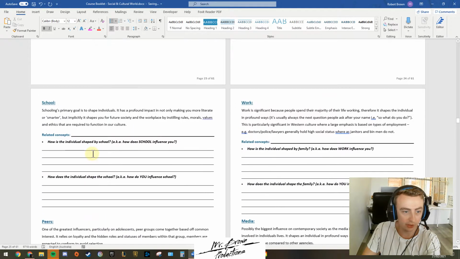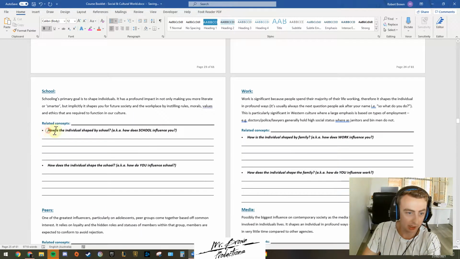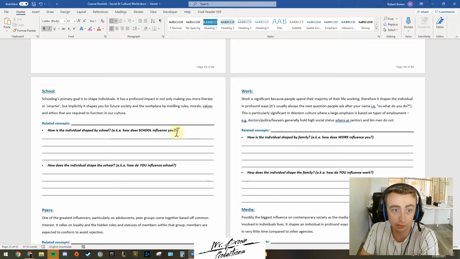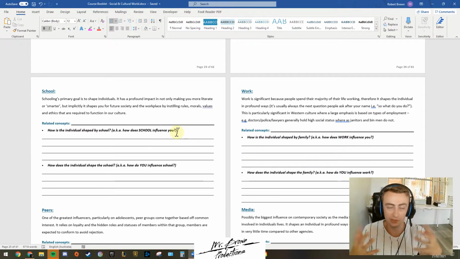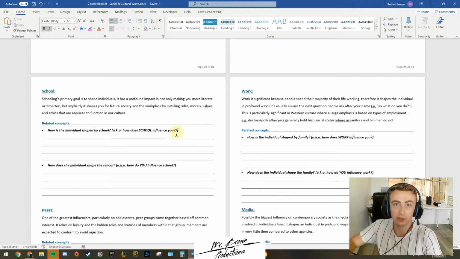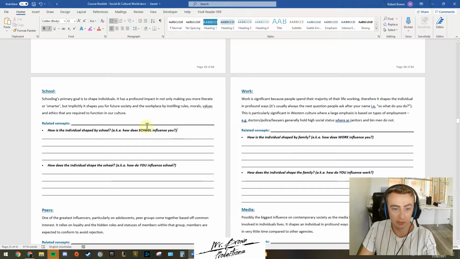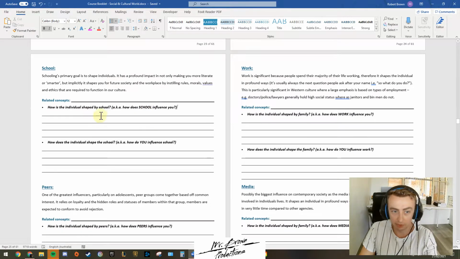So essentially, for example, if we were to look at school, how is the individual shaped by school? AKA, how does school influence you? Obviously, we give you an education. We're instilling certain values and skills into you that can help influence your identity so that you can fit the mold of our Western culture and society, and so that you're an informed and active member of society. So that might be something along the lines of how school shapes you.